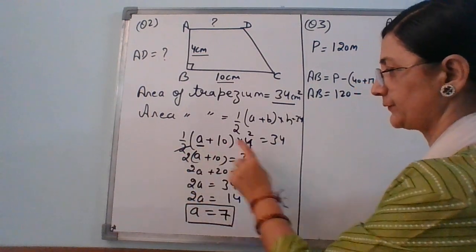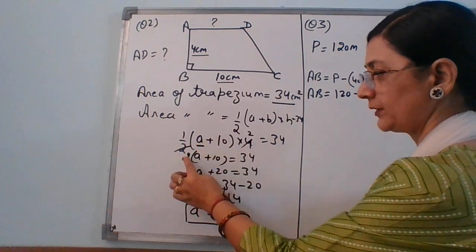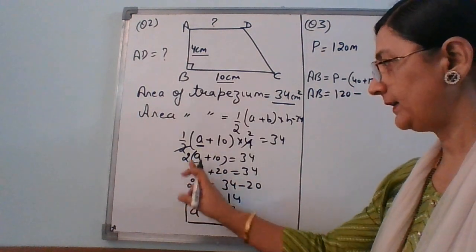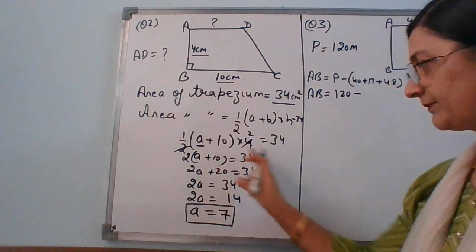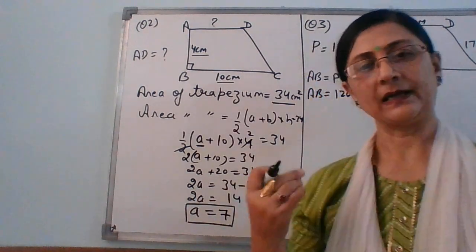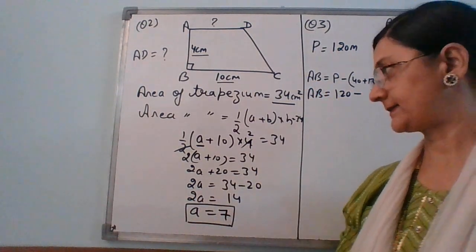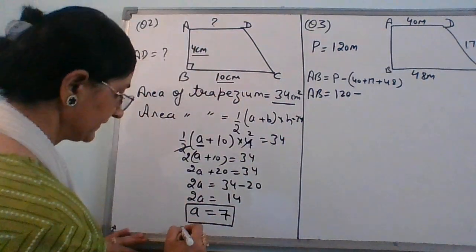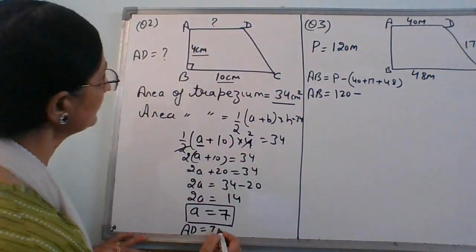2 से we can cancel this 4. ये जो बाहर का 2 है bracket के, you're supposed to multiply by 2. 2a, 2 tens are 20, then shift 20 to the right side, and in the last divide by 2. You get the value of a, which is the other parallel side, which is AD right here. So here AD will be 7 centimeters.